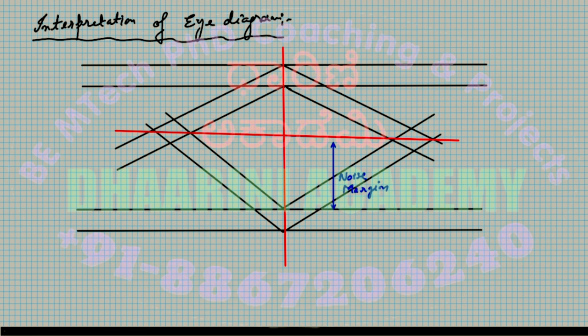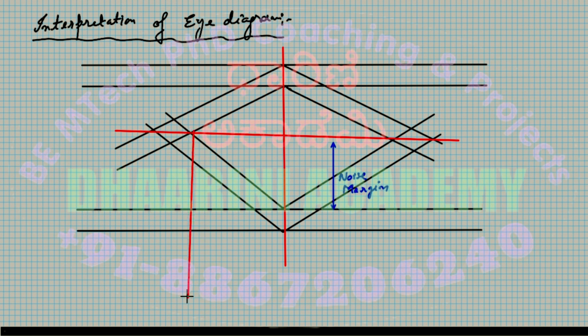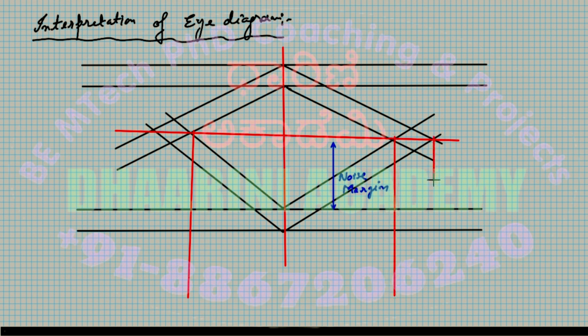Then let us try to measure something more. Let's draw a few more lines over here, one between this point and this point, and I'll draw another straight line over here. This gap, however wide it is, is the distortion at the zero crossing of a signal. Whenever the signal crosses zero, do you have distortion? That's the point.